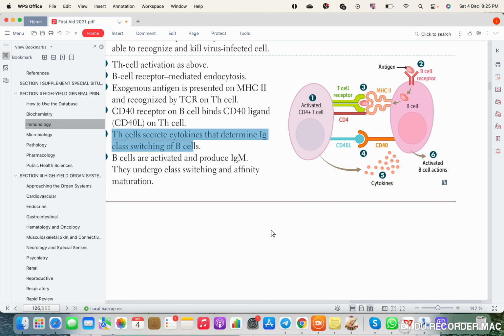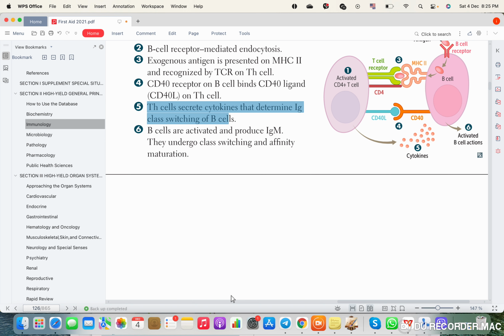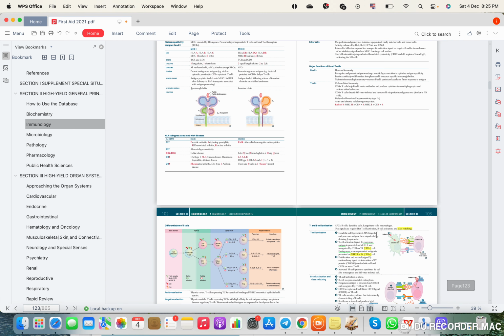For example, if it was an eosinophil, you want to make an IgE. If it was, let's say, a bacteria, you want to make an IgG, okay? And then we have B cells are activated and they produce IgM. They undergo the process of class switching to determine which immunoglobulin we want to secrete, and affinity maturation. And that's it for these 4 pages.